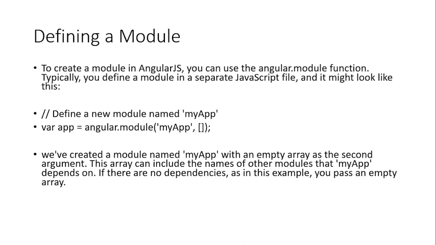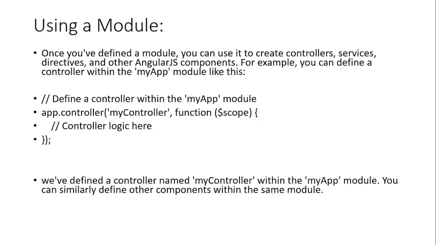The second argument includes the names of other modules that my app depends on. If there are no dependencies, as in this example, you pass an empty array, right? Now you can see how we are using a module. We can use a module with the help of a controller, right? Here we are defining a controller within what? The myapp module.